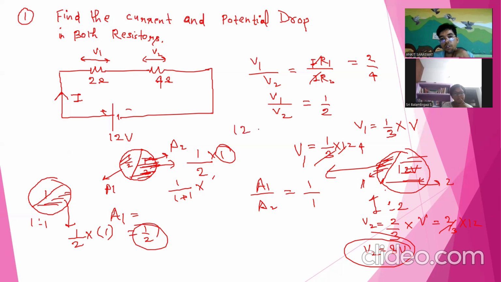Because 12 is equal to what? V1 plus V2. If V1 is 4, V2 will be what? 8. Then 12 volt. Sir, why are we taking 1/3?